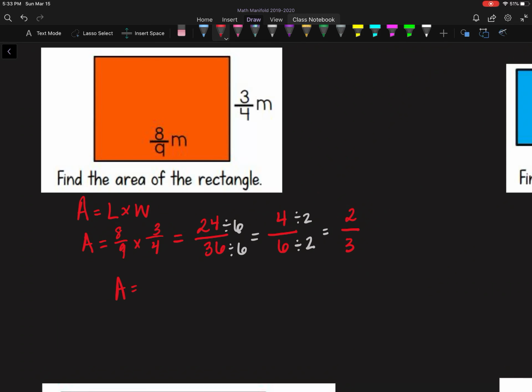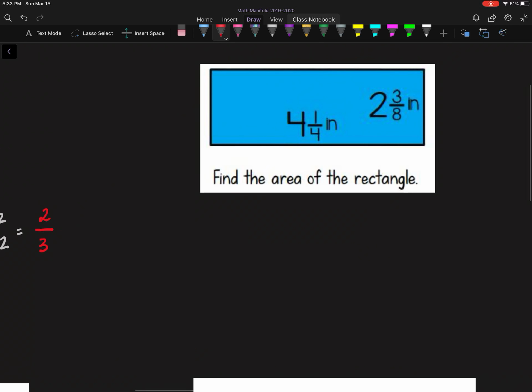So the area of this rectangle is 2/3 meters squared, because there are two dimensions, so I have to make sure I've got my meters squared. So let's do another practice, but with mixed numbers. So just like we did before, we want to do area equals length times width. So we've got 4 1/4 times 2 3/8.